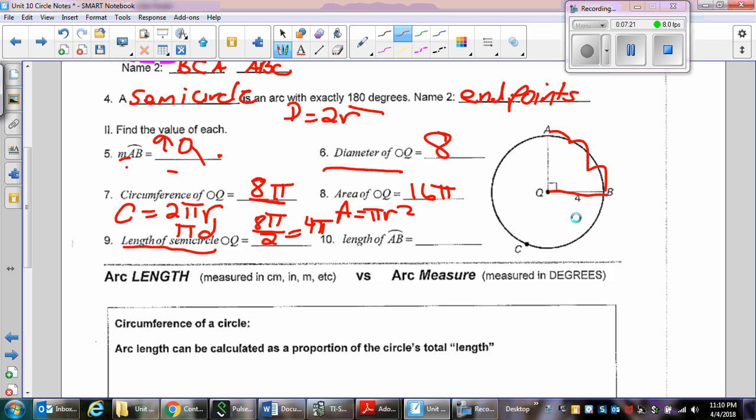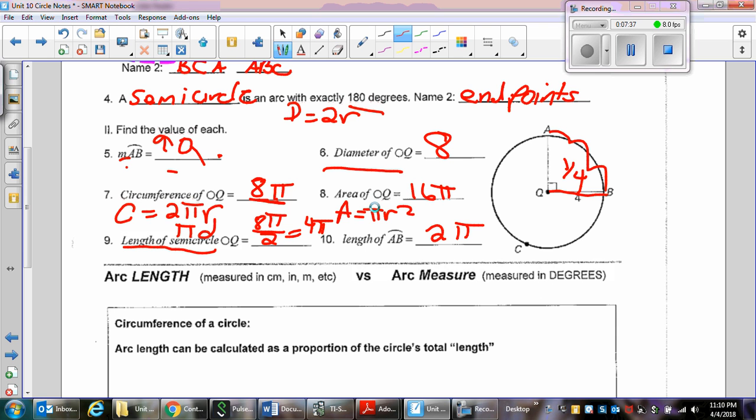When we're talking about the arc length of AB, this is 1/4 of it, right? This is 1/4 of the whole thing. So what's 1/4 of 8? Perfect, 2 pi. Okay, so that's what you guys need to remember.